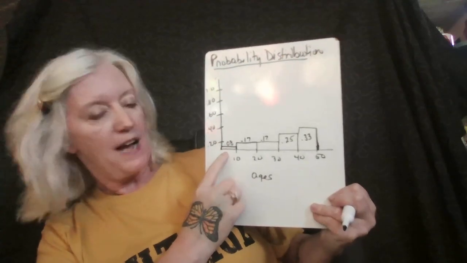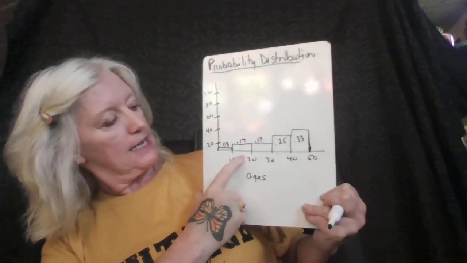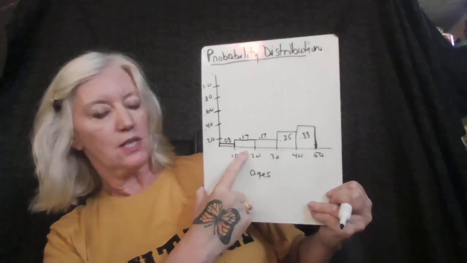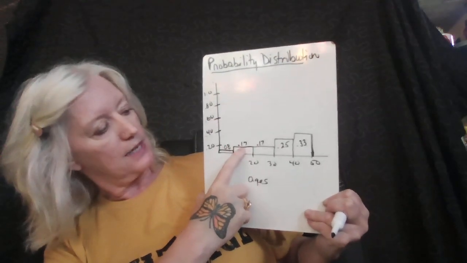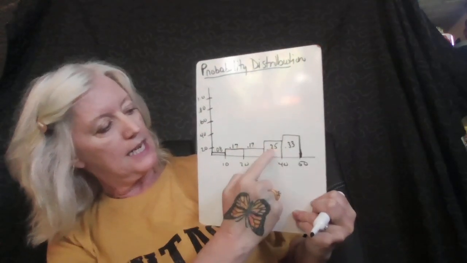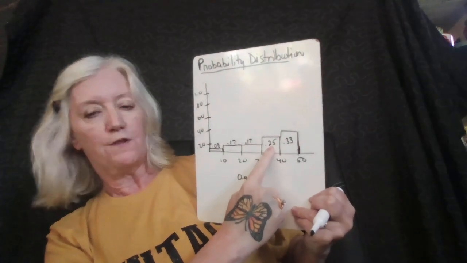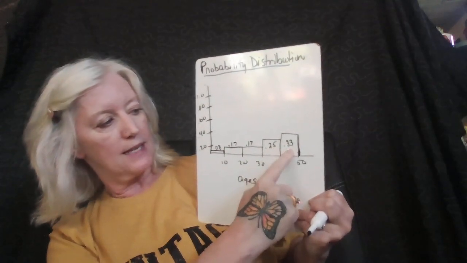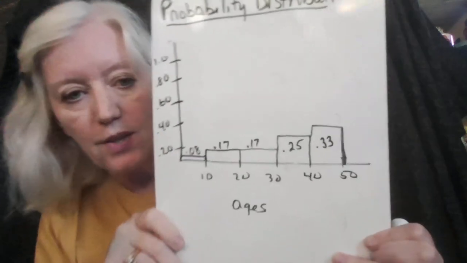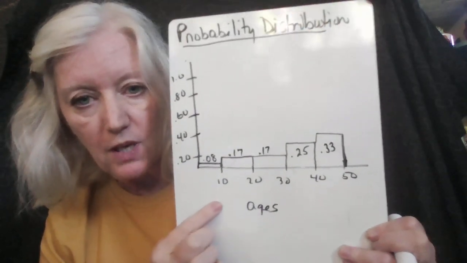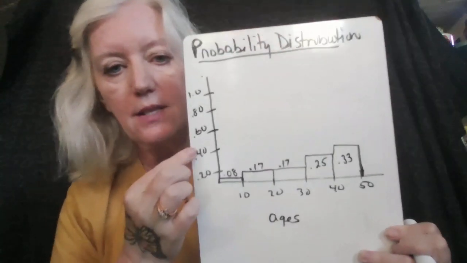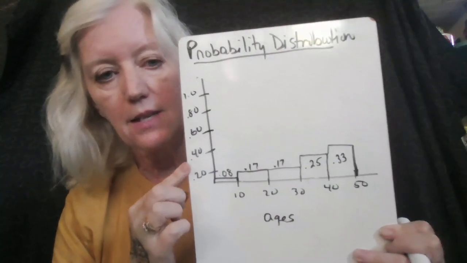So my first bar, 5 out of 60 was 8%. Then 10 out of 60 was 16.7%, so I rounded it to 17. The next one was still 17. And then this one was 15 divided by 60 is 25%. And the last one was 33%. So this is exactly the same as my first one, my frequency distribution, only instead of counts, I have calculated these as percentages. Okay, so those are all very similar, but yet distinctly different, and they're all going to be important. So that's those three graphs.